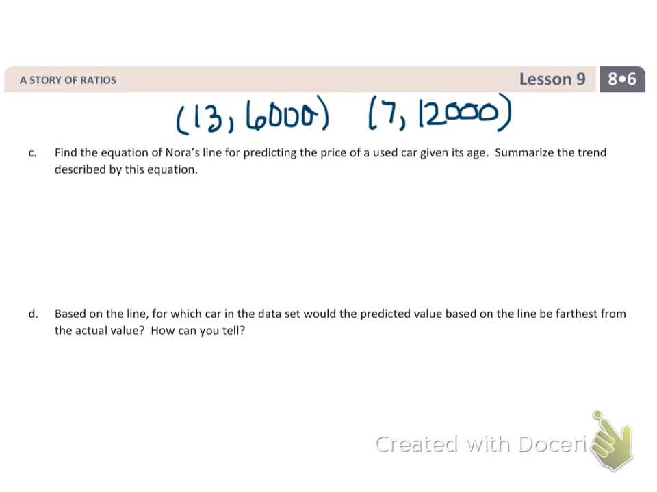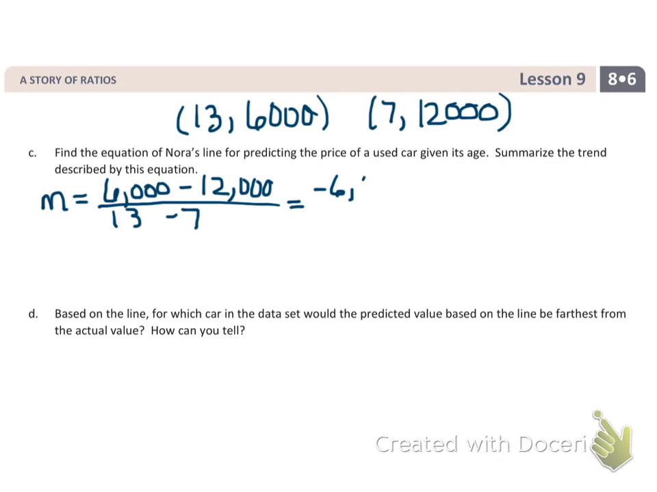Okay, so I've rewritten the coordinates of the points that Nora picked out. And so now we're going to find the slope. So the slope is the difference in the y coordinates, so I've got 6,000 minus 12,000, divided by the difference in the x coordinates, so I've got 13 minus 7. So this is negative 6,000 in the numerator divided by 13 minus 7, which is 6. So my slope is negative 1,000.